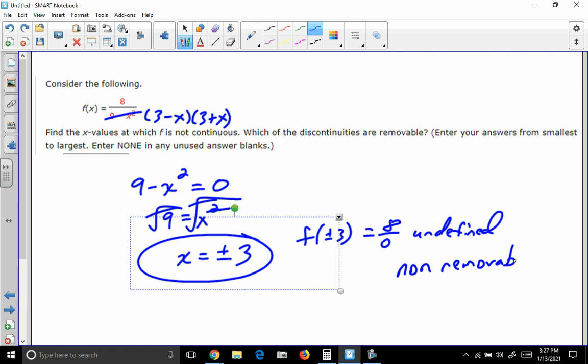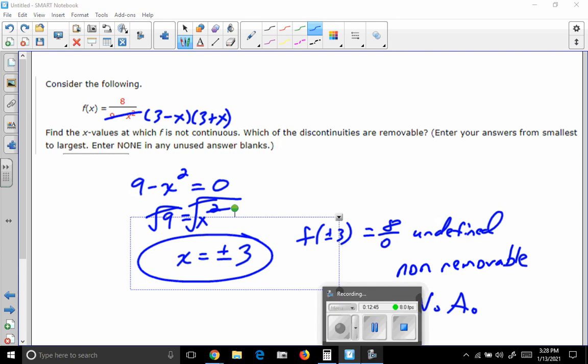And when they're non-removable, in a rational expression, these are vertical asymptotes. 0 over 0 is a hole, and that's removable. Something else over 0 is an asymptote, and that's non-removable.